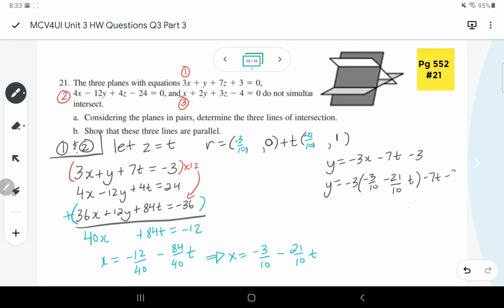minus 7t minus 3. So I get 9 over 10 plus 63 over 10t minus 7t minus, I'm actually going to common denominator because I don't have a calculator with me, so we're doing this all in our heads. That'll be 70 over 10 and 30 over 10, like that. So here I get negative 21 over 10 minus 7 over 10t, and that's my y.